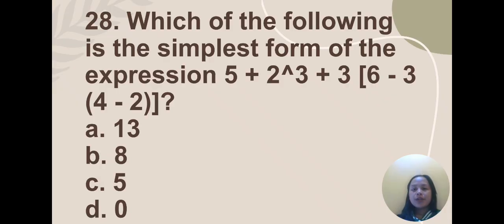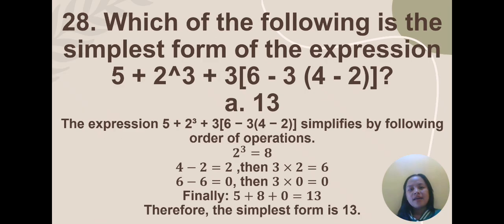For number 28, which of the following is the simplest form of the expression 5 plus 2 raised to the third power plus 3 times the quantity 6 minus 3 times the quantity 4 minus 2? A. 13, B. 8, C. 5, D. 0. The answer is letter A, 13.